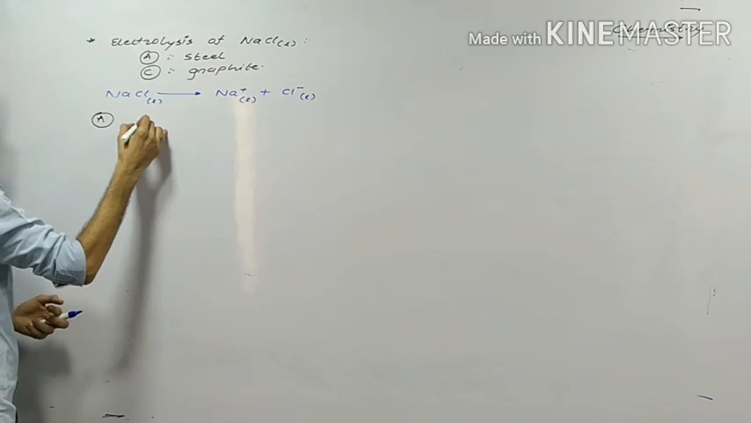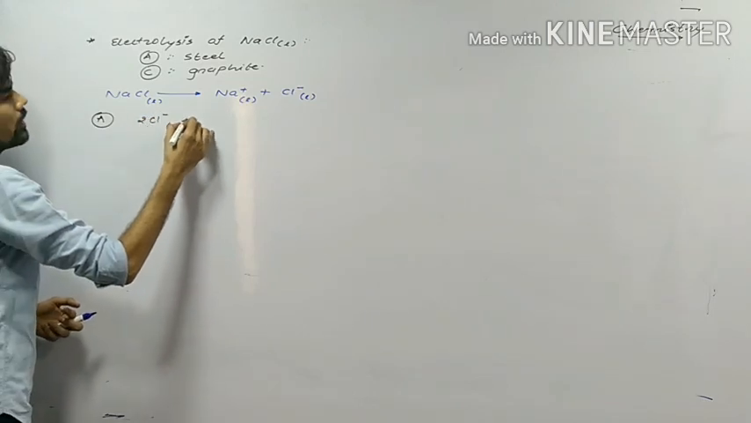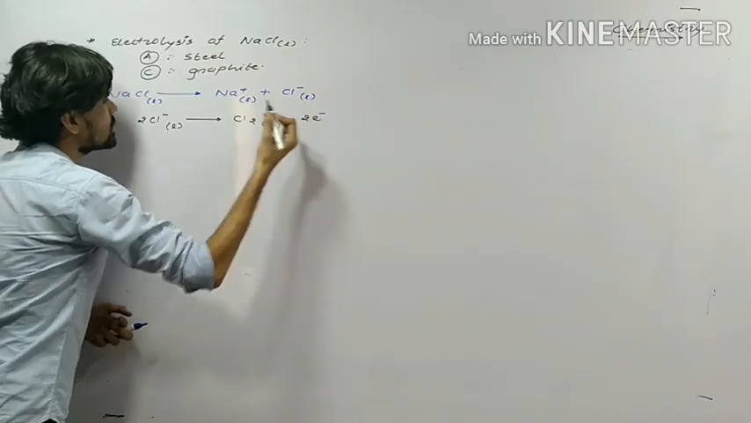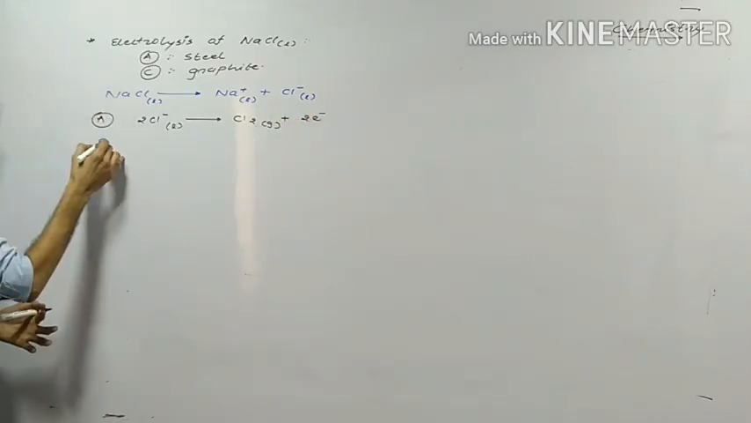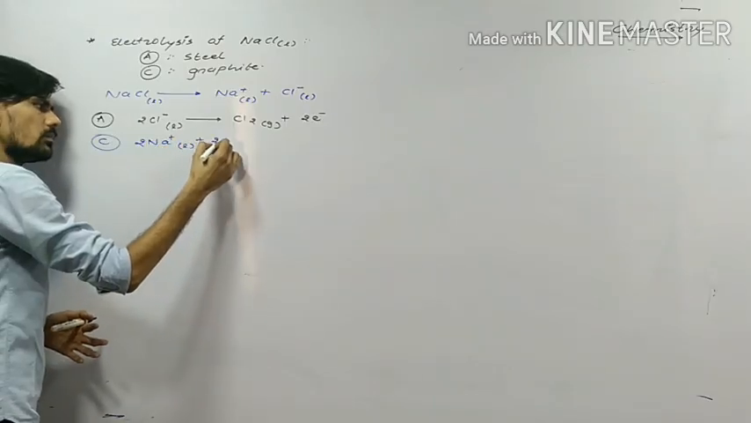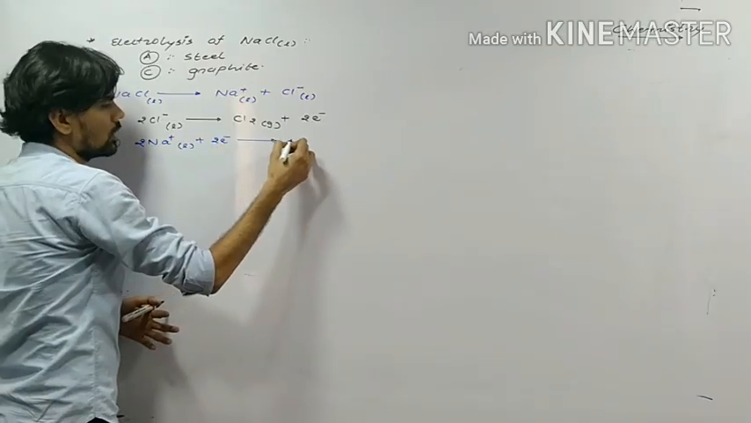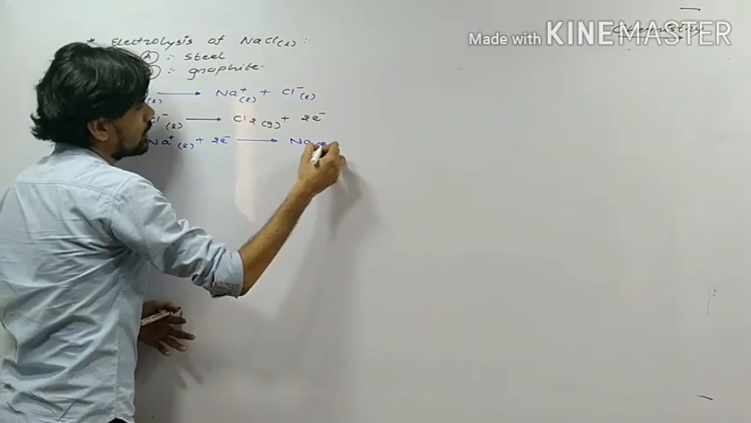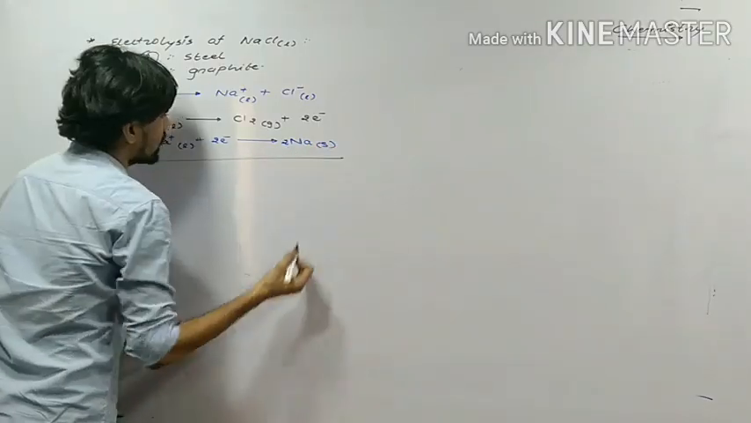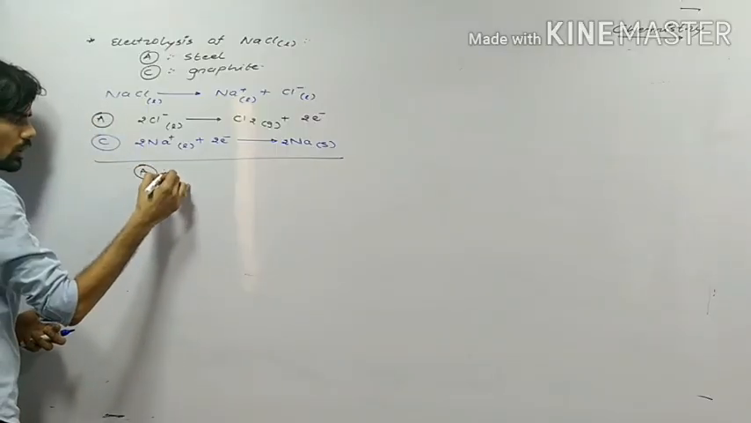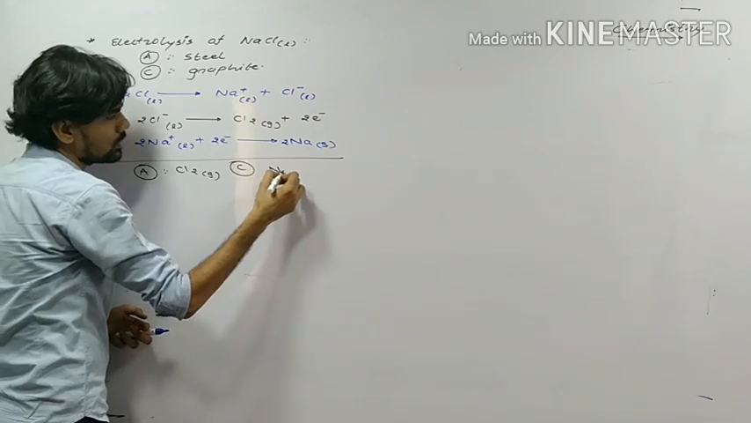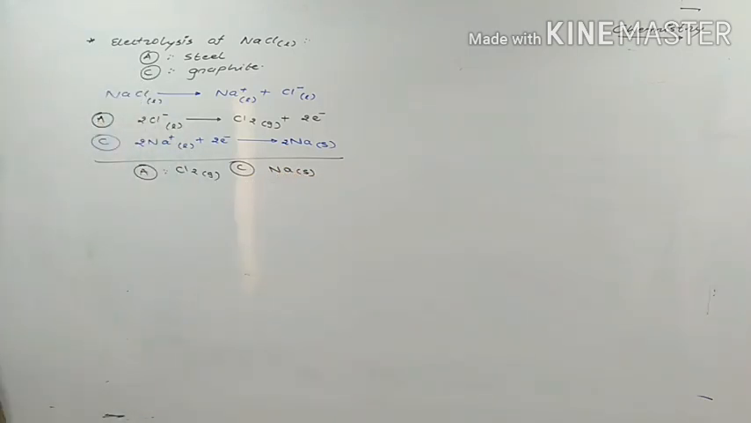On anode, 2Cl- liquid will give Cl2 gas plus 2 electrons. On cathode, 2Na+ liquid plus 2 electrons gives 2Na solid. So after the complete electrolysis, as a product, anode will give chlorine gas, cathode will give sodium metal.